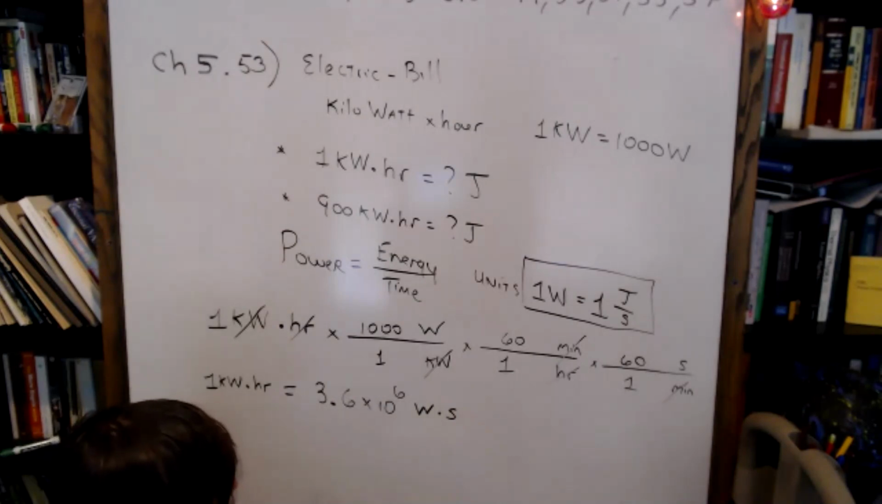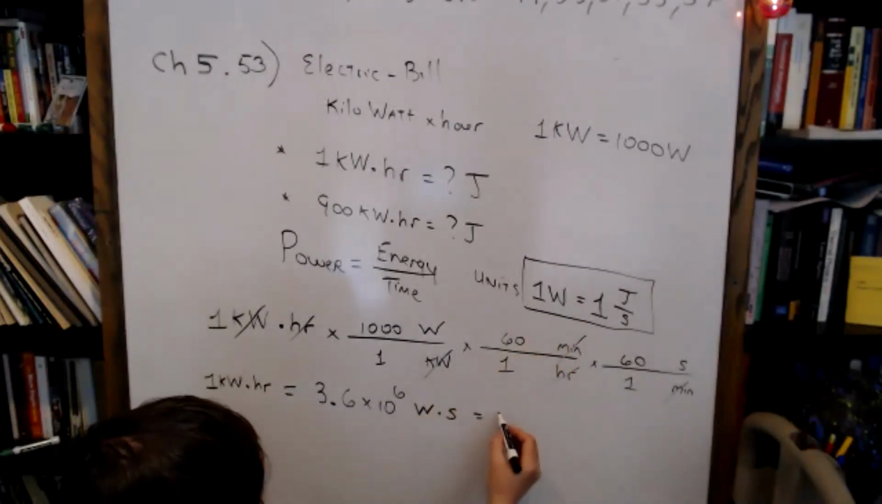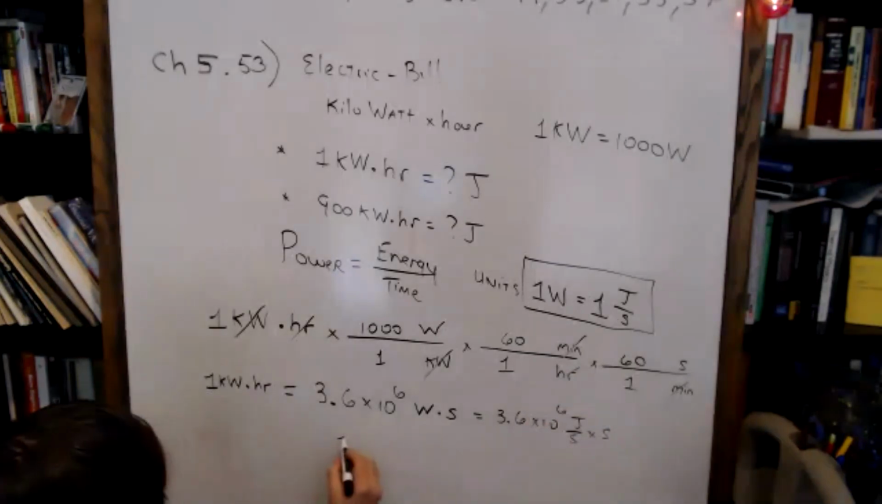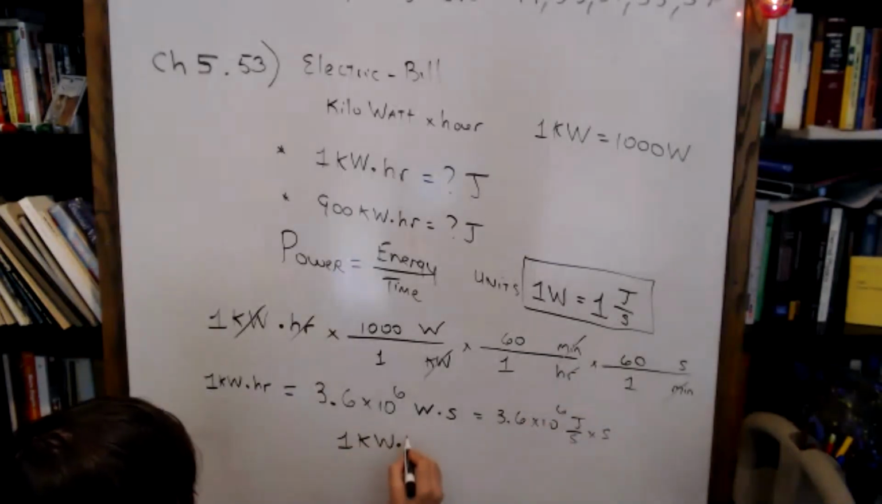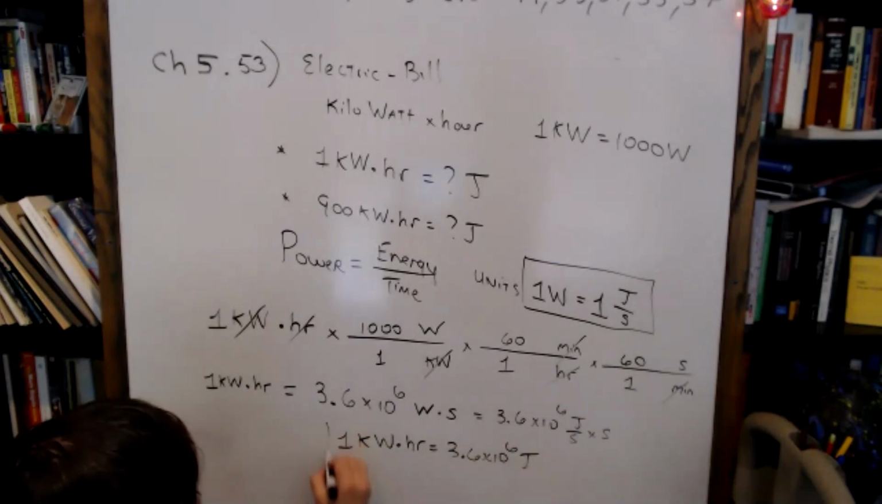But I was supposed to get an answer in joules. Wouldn't it just be 3.6 million joules? That's right, because a watt is a joule per second. Okay, I'm just making sure. I just wanted to see if you guys could see that. So 1 kilowatt hour is 3.6 million joules. But it was up to you to figure that out.